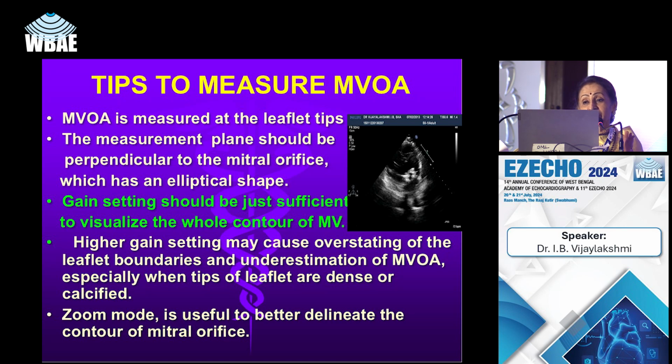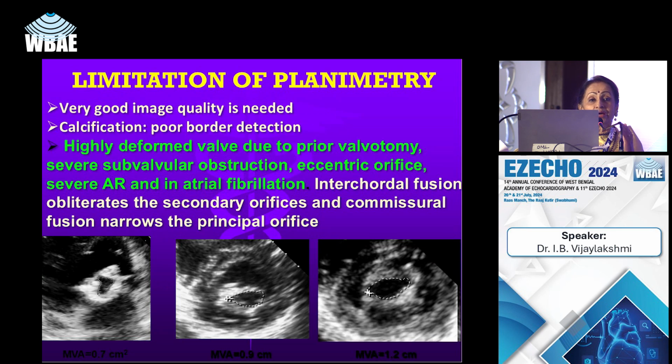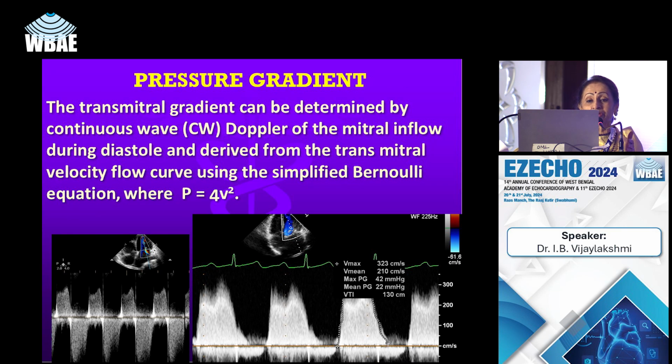Now, what are the tips for measurement of the mitral valve orifice area? Gain setting should be just sufficient to visualize the whole contour of the mitral valve, and that is very important. Unless you adjust the gain, you will not be assessing properly. And here you can see that very good image quality is needed, and with any poor image quality you will be underestimating or overestimating. A highly deformed valve due to prior valvotomy, severe subvalvular obstruction, eccentric orifice, severe AR and atrial fibrillation, all these hamper the assessment.